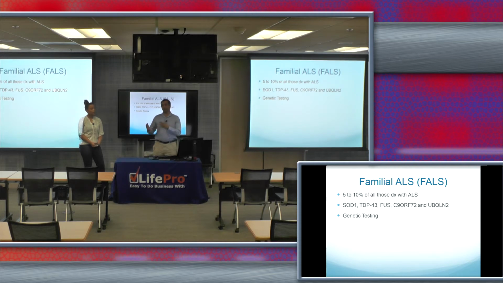Essentially, the people that have sporadic ALS experience the same type of symptoms. It's just that the familial cases is actually a mutation in the gene, where sporadic is exactly what it is, sporadic. There's no known reason why it is occurring, versus the familial, which is definitely a gene that's transmitted down from generation to generation.